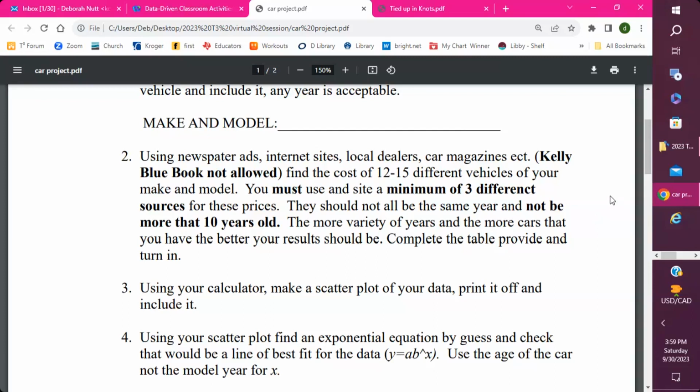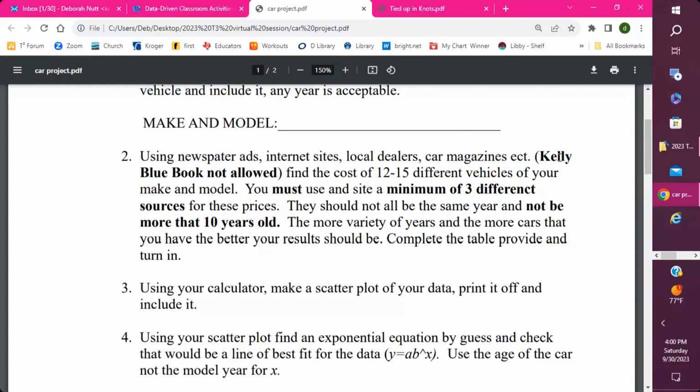So again, I ask that they go to different sites, whether it's the internet, which is so easy to do now with all of the car internet sales sites. I try to encourage them to go to local dealers, call a dealer, see if they could get a dealer to find a price for them as far as that goes. And that kind of thing. So they would have a variety, and no, it wasn't just something that was made up.